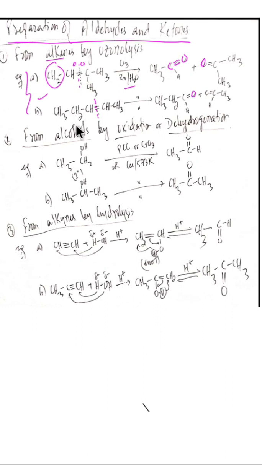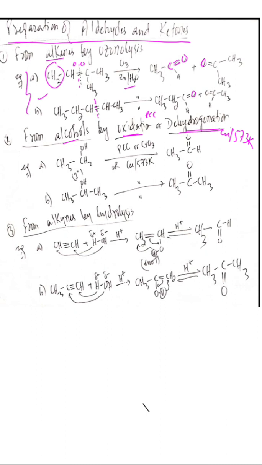Okay, next preparation of aldehydes and ketones is from alcohols by oxidation or dehydrogenation. These two reactions are similar, but the reagents are different. For oxidation we use PCC generally, and for dehydrogenation we use copper at 573 Kelvin. So the alcohol is to be heated with copper at 573 Kelvin. That is the reason for dehydrogenation.